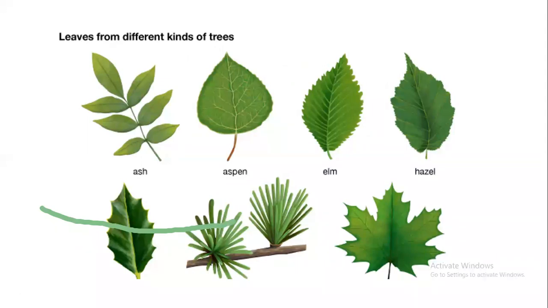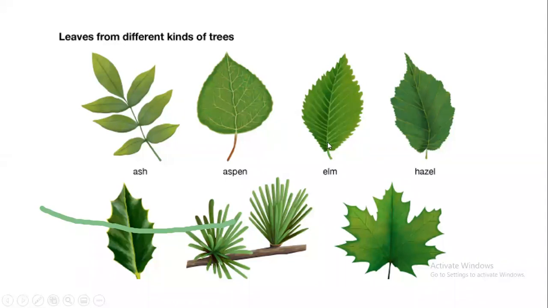So here you can see leaves from different kinds of trees. So you can see there are a variety of shapes of leaves. Okay, so you can see here there is a different shape of the leaf. Here the shape of the leaf is different. Here you can see they are long leaves. Here you can see they are wider leaves.